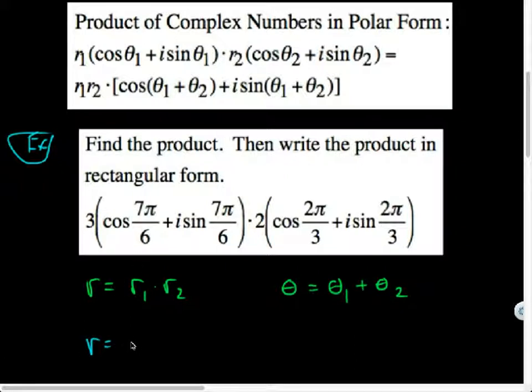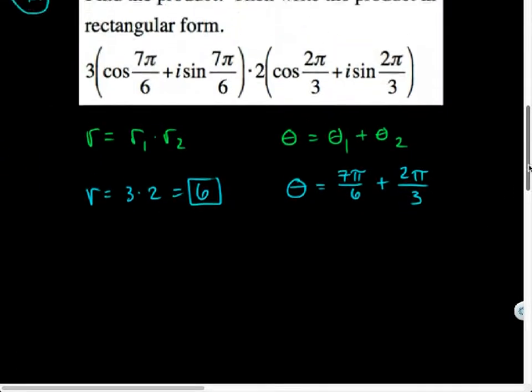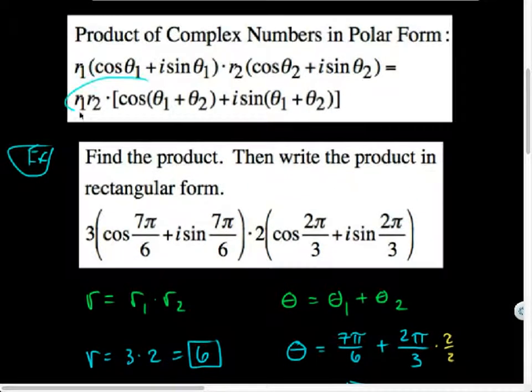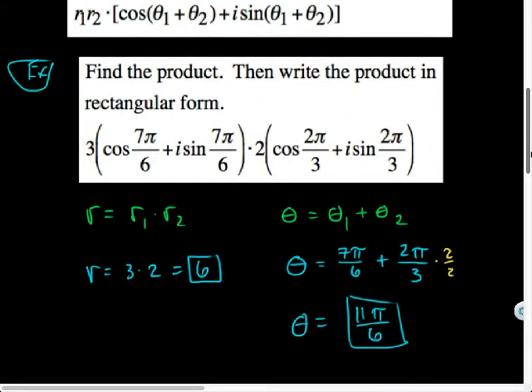So my modulus is 3 times 2, which is 6. And my amplitude is going to be 7 pi over 6 plus 2 pi over 3. So theta is going to equal, well, I'd need a common denominator here, so I'd multiply this by 2 over 2, giving me 4 pi plus 7 pi, which is 11 pi over 6. So using these, I can now write the equation, essentially just this right here. It's going to give me my result in polar form.